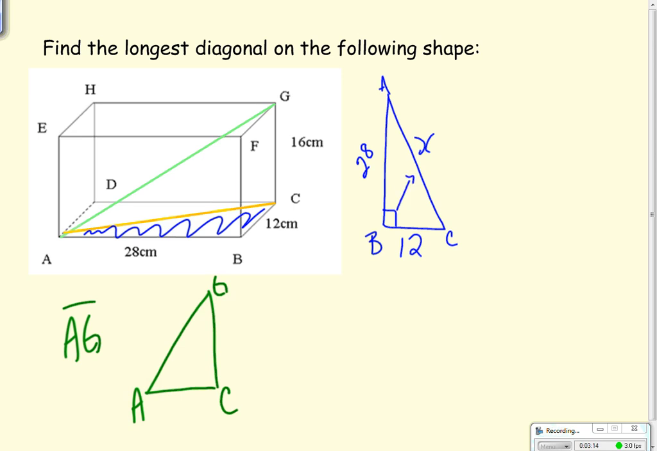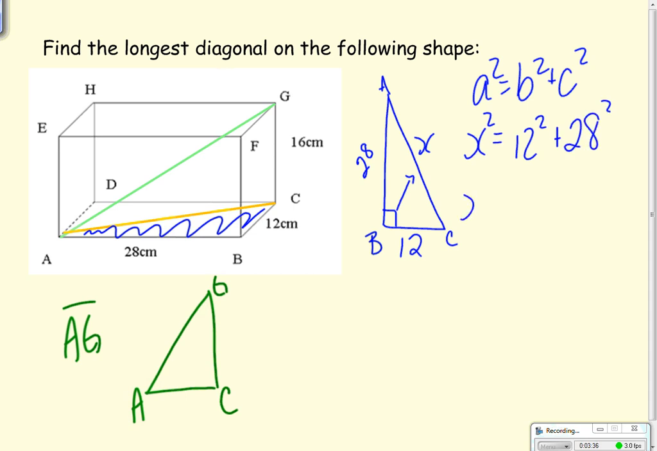Now, X is the hypotenuse of this. So we're going to use the formula a squared equals b squared plus c squared. Remember, if you're looking for a hypotenuse, you add. If you're looking for a shorter side, you subtract. Instead of a, we're going to have X because that's our hypotenuse. And it doesn't matter what order these go in because they're being added. So that's not an issue. So X squared is going to equal, and what I'm encouraging my class to do is to find 12 squared plus 28 squared, and just get it over and done with.